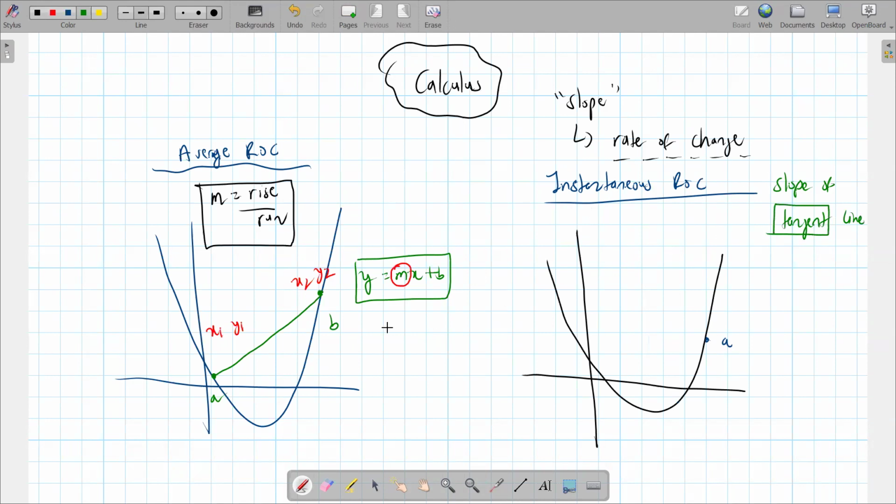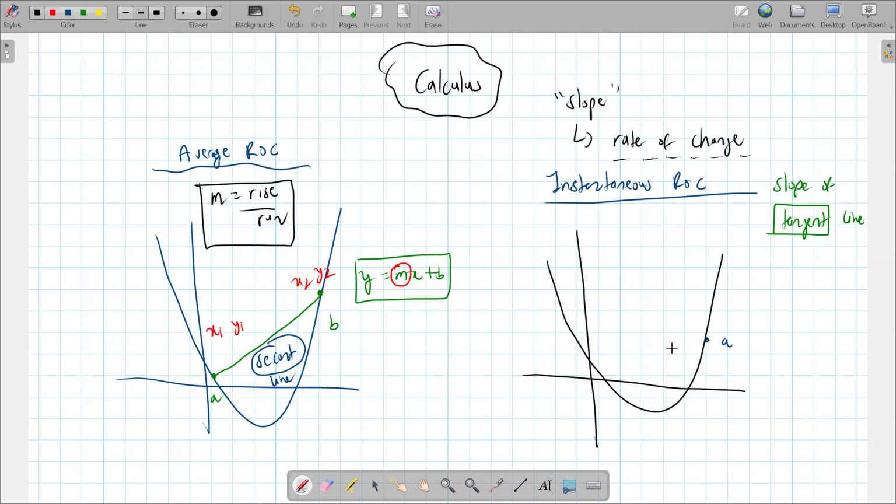Now this is important. This line that we use to connect point A to point B is called a secant line. That's the name of this line that connects 2 points. Average rate of change is the slope of the secant line. Whereas instantaneous rate of change, you only have 1 point. What you do is you draw a line that is perpendicular to this curve at this point.